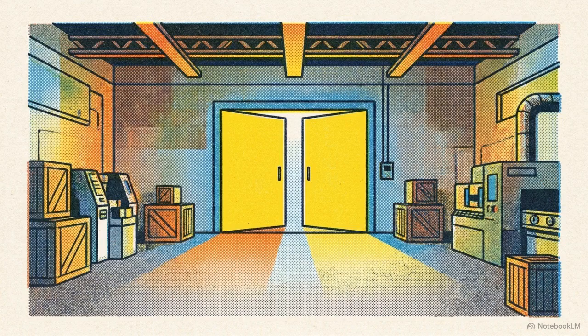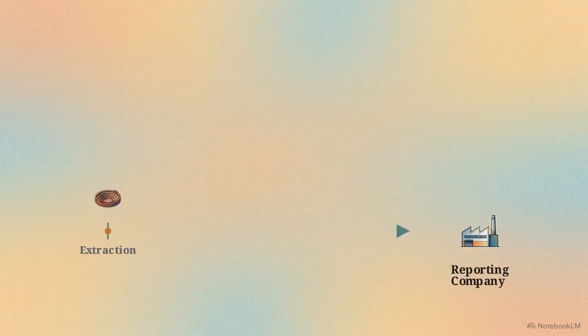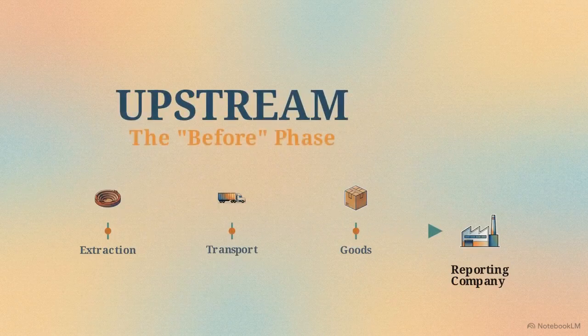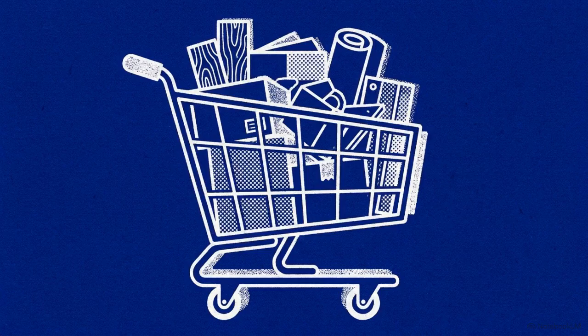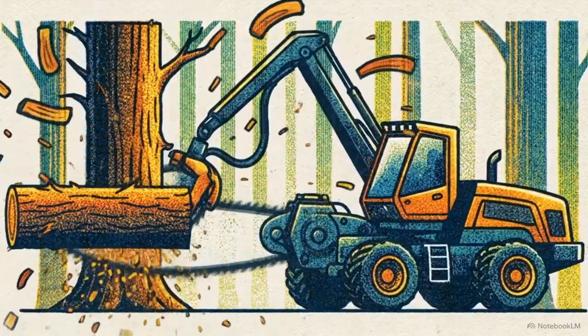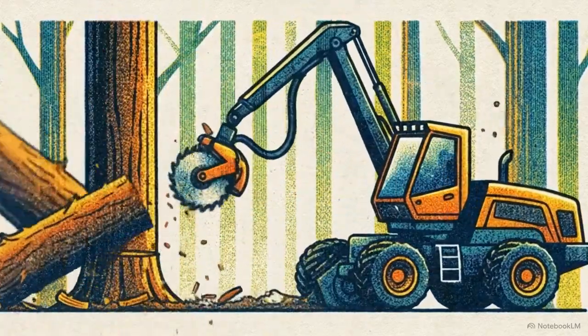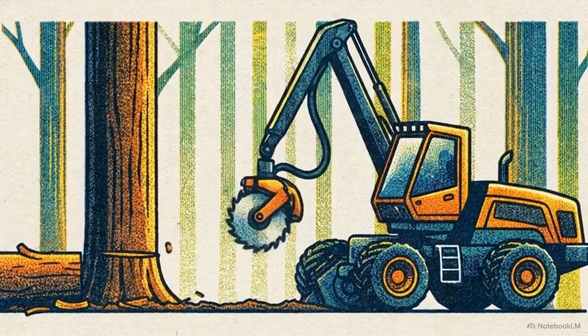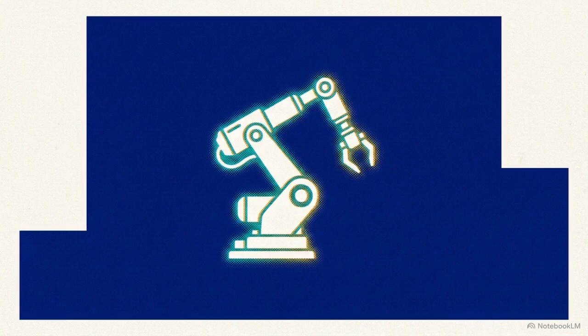Let's walk backward out the receiving doors at the rear of our factory. We are entering the upstream timeline, the before phase of a business. Category 1 covers purchased goods and services. If our factory builds wooden furniture, their footprint includes the exhaust from machinery harvesting the timber long before it reaches their loading dock. Category 2 is capital goods.